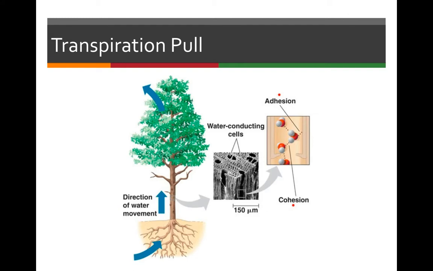This is just another diagram that shows the water that comes in at the roots and out at the leaves. There's the electron micrograph of the water conducting cells. And then at a molecular level, the water molecules hold on to each other by cohesion and onto the wall by adhesion.